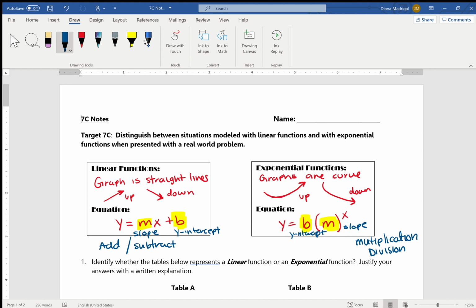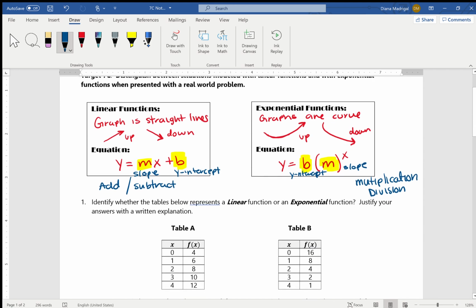Linear and exponential functions have the same values, slope and y-intercept, but the slopes are different. That's what's going to help you determine if it's a linear function or an exponential function. If you're adding or subtracting numbers, then it's linear. If you're multiplying or dividing, then you're doing exponential functions. So that's the key thing that we have to remember.